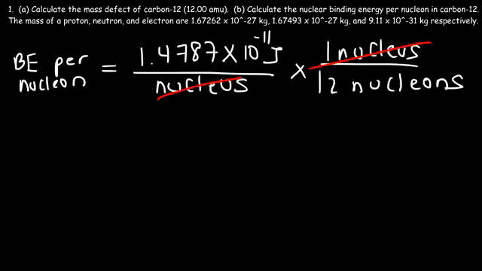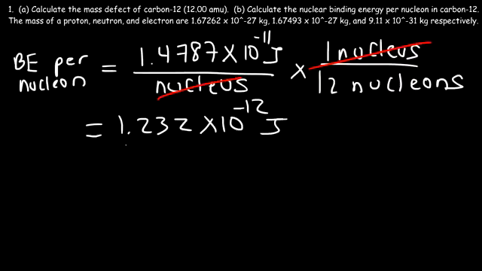And so this comes out to be 1.232 times 10 to the negative 12 joules per nucleon. So that's the binding energy per nucleon. Now, sometimes you may need to report your answer in mega electron volts per nucleon.